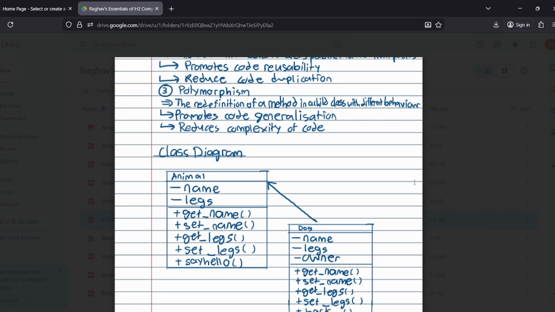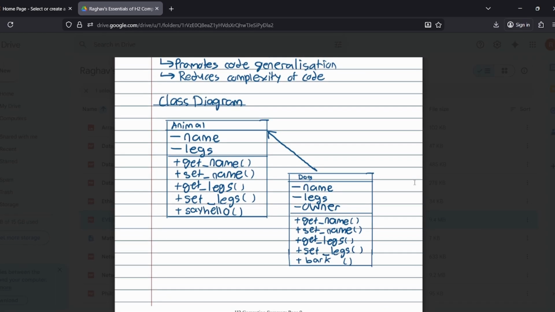Oh god, class diagrams. Yeah, here's what a class diagram should look like. Again, the arrow should point from the top of one to anywhere on the other. I just did it like this because it's easy. Then yeah, dog inherits from animal. So animal has name and legs. Dog has name, legs, and owner. So even if dog does not have name or legs declared on its own, since it inherits, you need to state it. Then you have get name, set name, get legs, set legs, and bark. While the original one is say hello, because maybe it doesn't inherit that one.